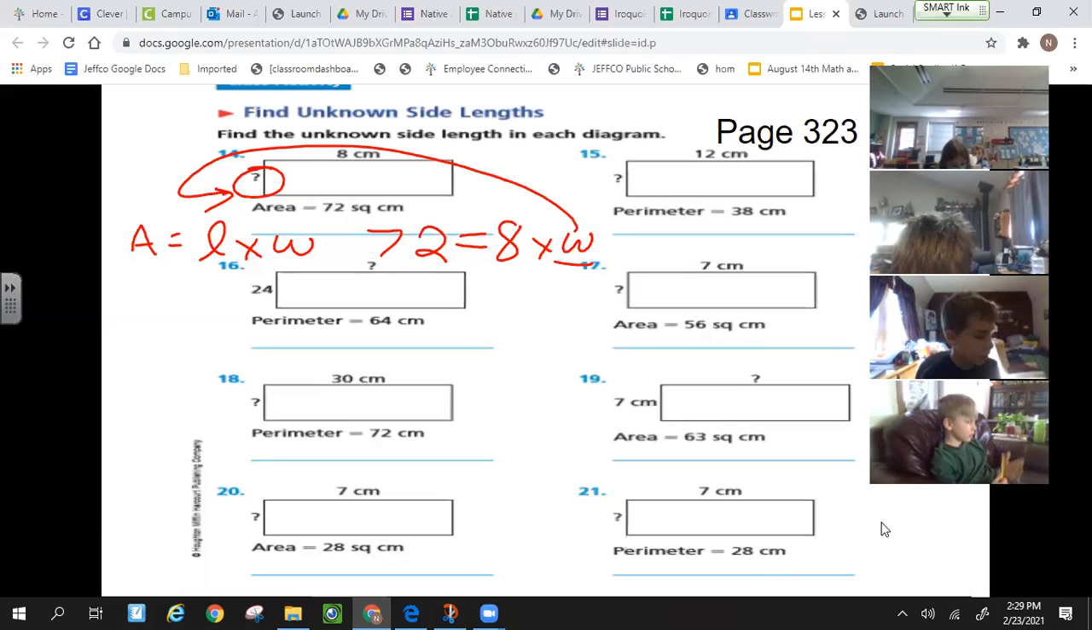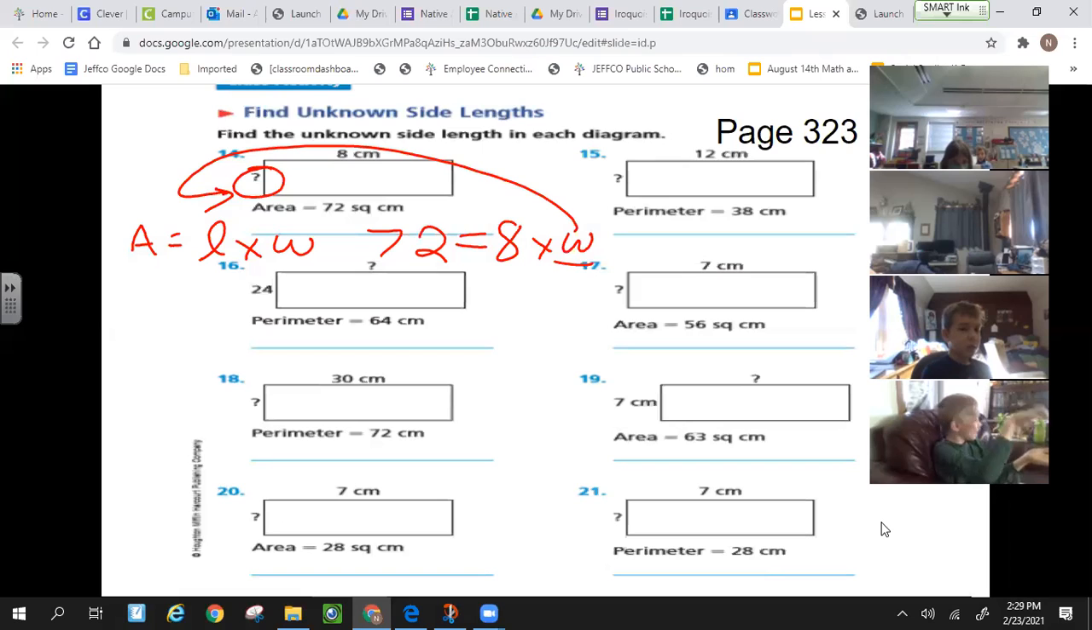Another explanation, Ellie. I know that 8 times 5 is 40. And if you add 4 more to that, you get 72. Okay, so she used kind of distributive property. She knew 8 times 5 is 40, right? And she wants to get up to 72. So she said, if I add 4 more 8s, I would get 72.